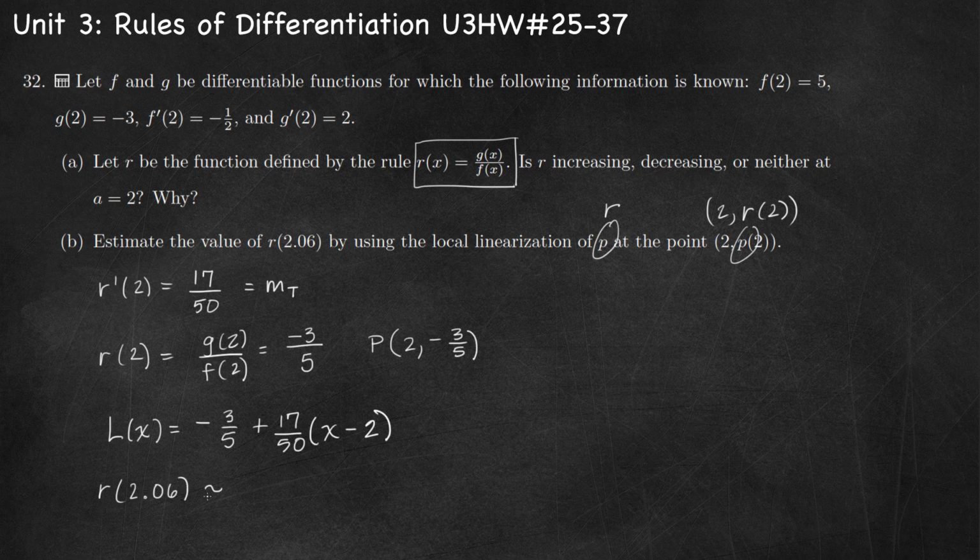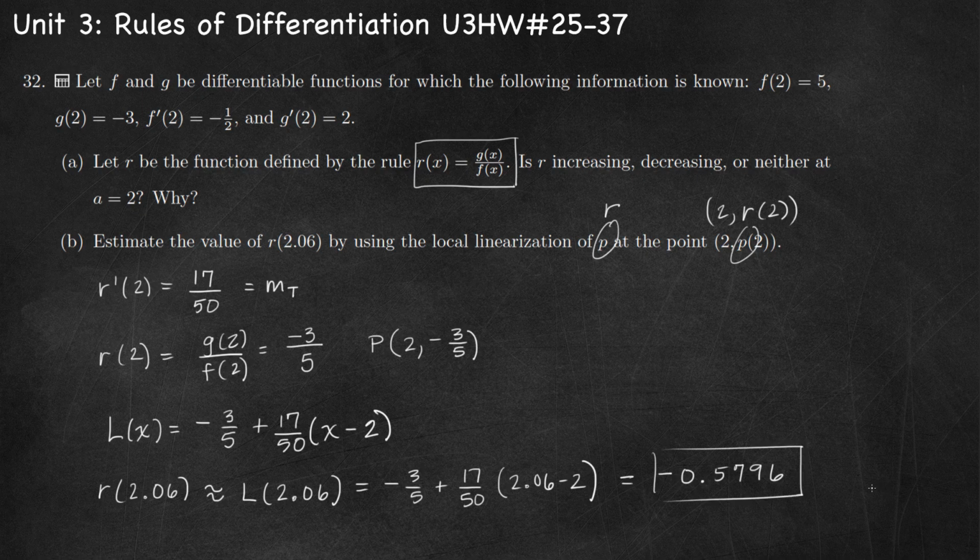And then r of 2.06 is going to be approximately equal to L of 2.06. So that's going to be negative 3 over 5 plus 17 over 50 times 2.06 minus 2. And we can compute that on our calculator. We get negative 0.5796. So that will be our approximation for r of 2.06.